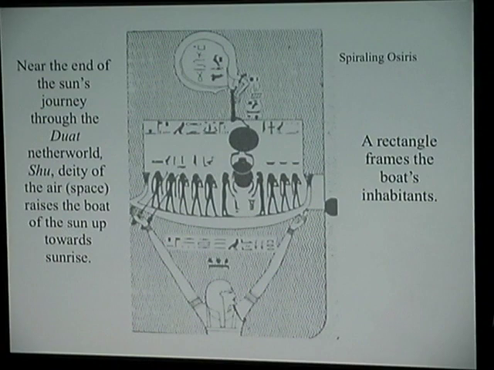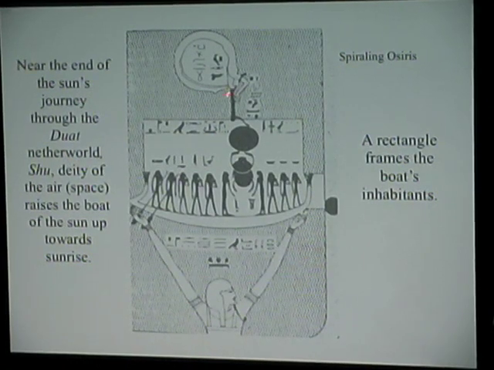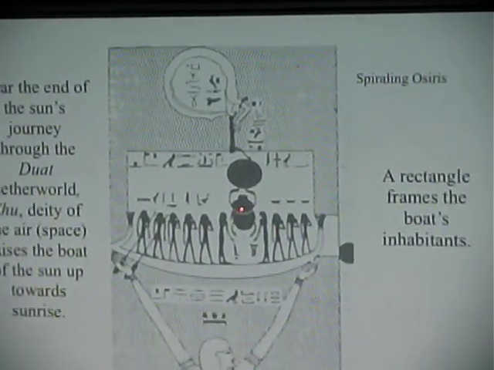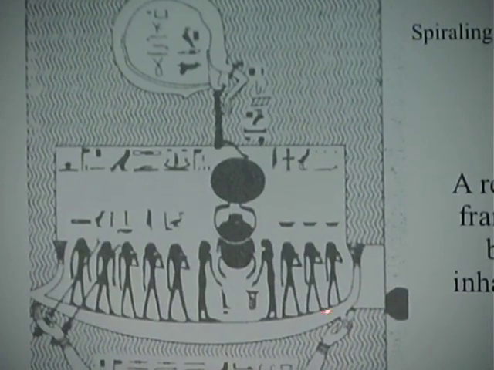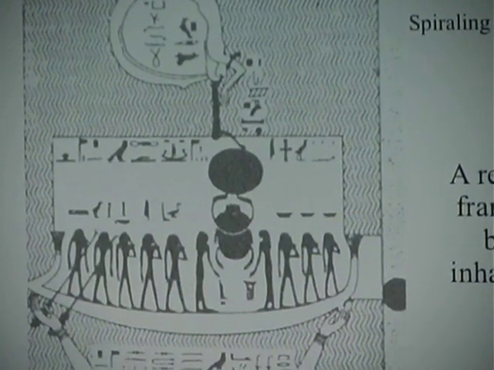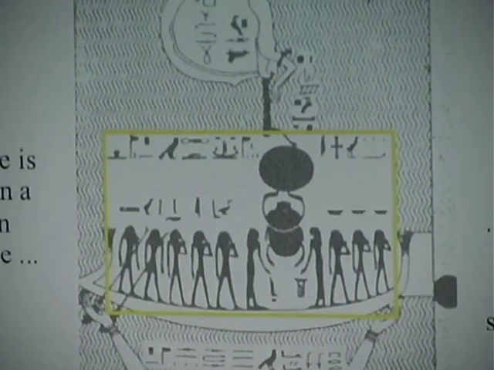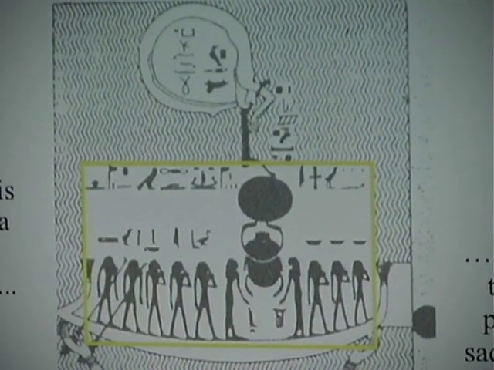And so in our final image, we come near the sun's journey through the underworld, the Duat. We see down here Shu, the deity of air and space, raises the boat of the sun up towards sunrise. He has a spiraling Osiris. The Keper pushing the sun upward and the boat of the sun. Notice this rectangle, and why nobody examined it to determine that it's a golden rectangle, which indicates that it's a sacred space. So I hope you're either convinced or more open-minded.